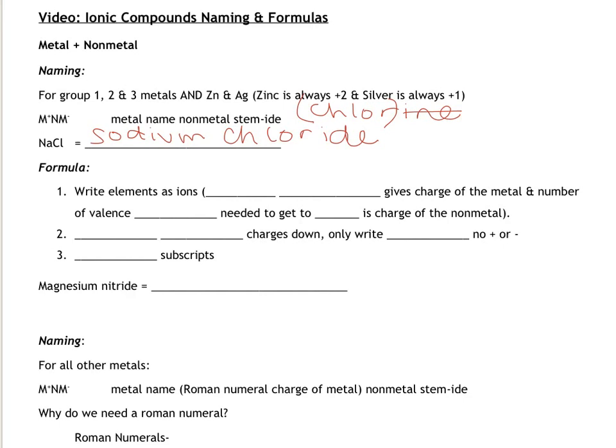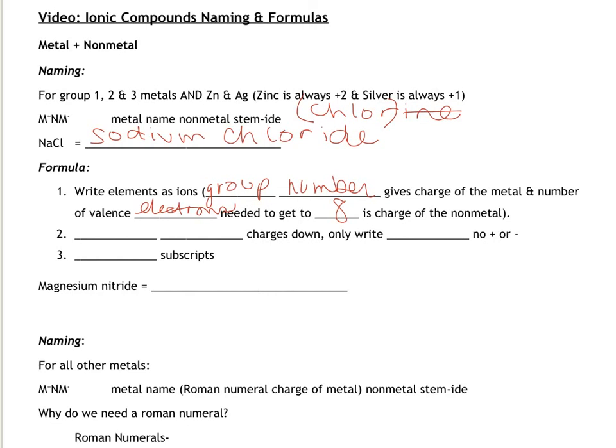If I want to go the other way and take a name and write a formula, well, my elements are ions, so I'm going to look at the group number from the periodic table for groups 1, 2, and 3 only, and that's going to give me the charge of my metal. So if I'm in group 1, I have a charge of +1, group 2, +2, group 3, +3. For nonmetals, the number of valence electrons needed to get to 8 is the charge of the nonmetal.